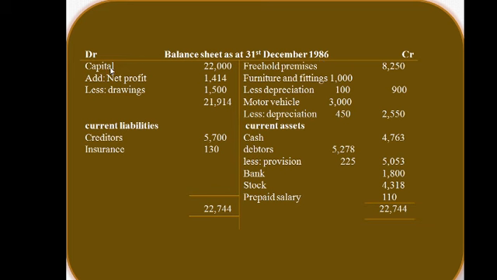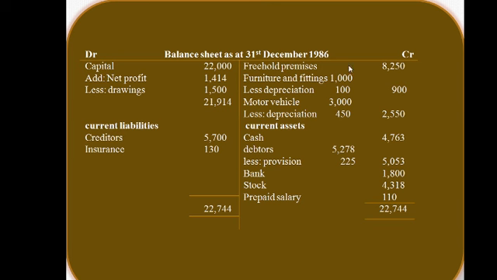Okay, on my debit side, I have my capital 22,000. I have my net profit, the profit I made from the profit and loss account, which is the actual profit of my business, 1,414 naira. You less your drawings, the money that was taken by this man, Bukolo. The man used it to take care of his personal needs. Those things we call drawings. So we less it 1,005. We got 21,914 naira. Under it, we start listing all our current liabilities. Our creditors, we are owing people 5,700 naira. The insurance, we are owing insurance people 130 naira.